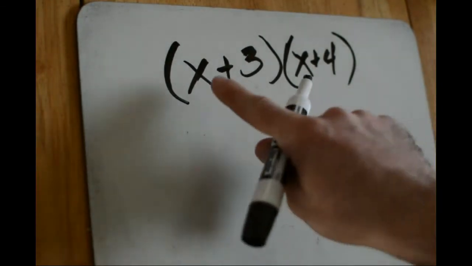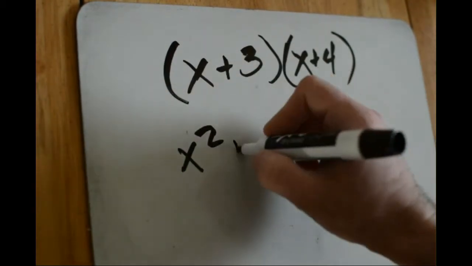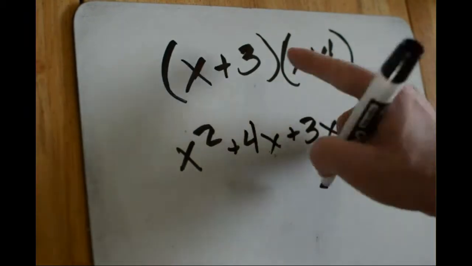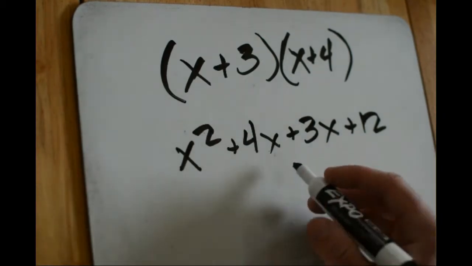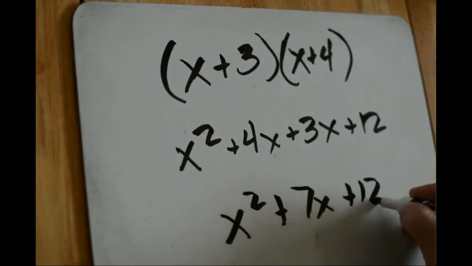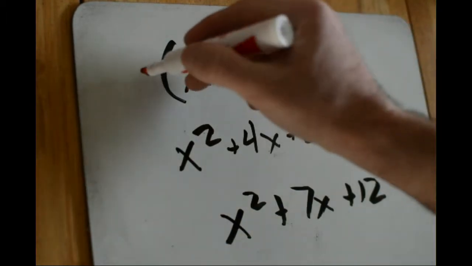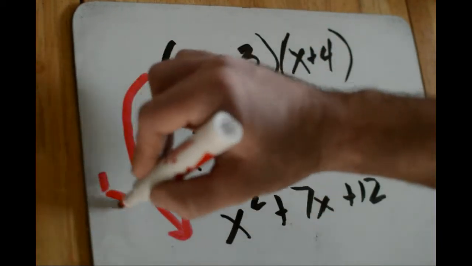So if you distribute x times x, you have x squared. X times 4 gives you 4x. 3 times x gives you 3x. And then 3 times 4 gives you 12. When you combine your two like terms here, what you have is x squared plus 7x plus 12. So starting from this form and expanding out, writing out in this form, that would be sort of expanding.